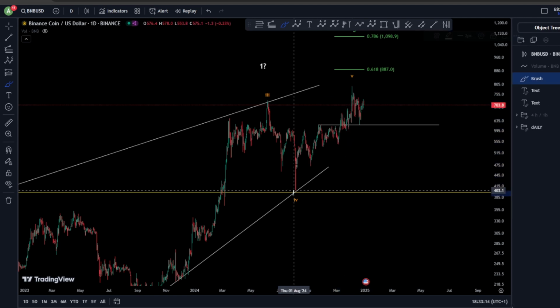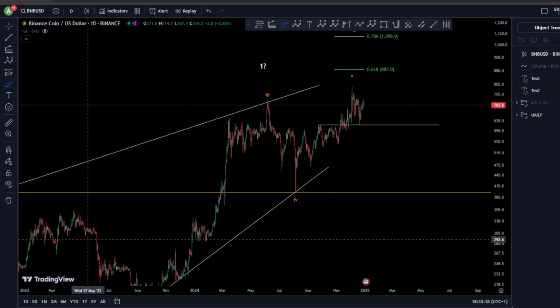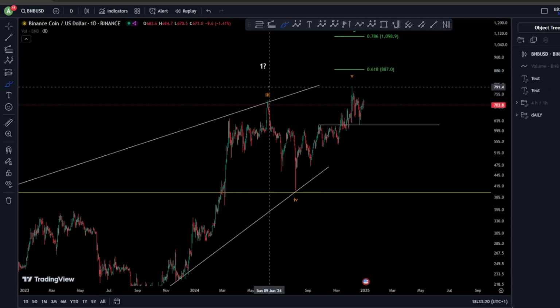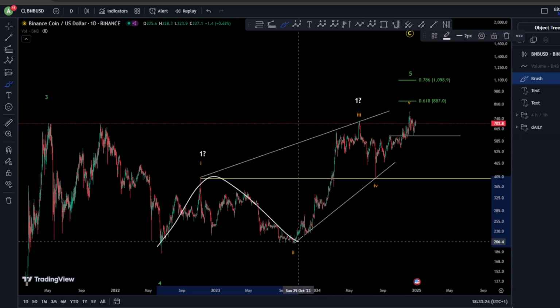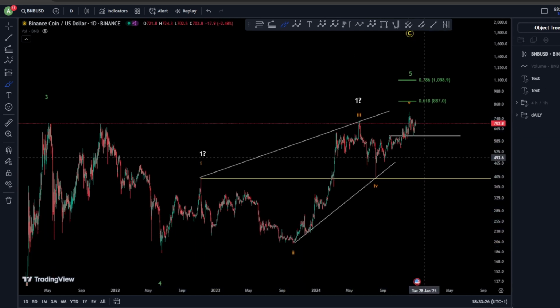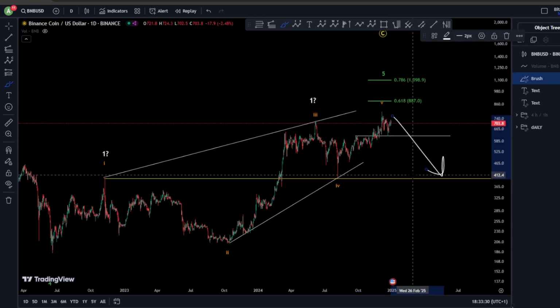By all means, you finished an ABC zigzag, and that was your wave 5, finishing this big orange contracting ending diagonal, I would say. And in that case scenario, guys, if it is finished, therefore we're looking towards the downside.